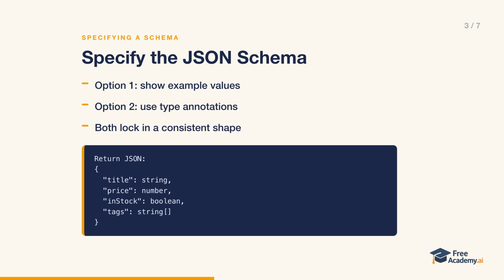The second way is with type annotations. Instead of example data, you label each field with its type. Title is a string, price is a number, in-stock is a boolean, and tags is an array of strings. Both approaches work. Example values are great when you want to show the model exactly what good output looks like, while type annotations are cleaner when the types matter most. Pick whichever makes your intent clearest.